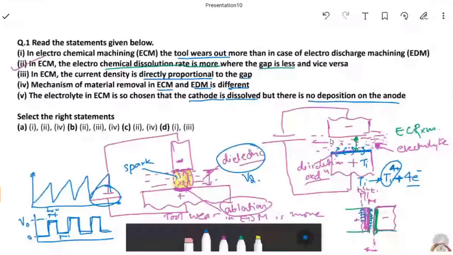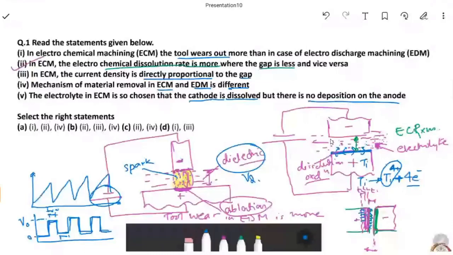Mechanism of material removal in ECM and EDM is different. We have already discussed this here. In ECM it's dissolution by means of oxidation. In EDM it's ablation under the application of sparks. 4 is again a correct option.